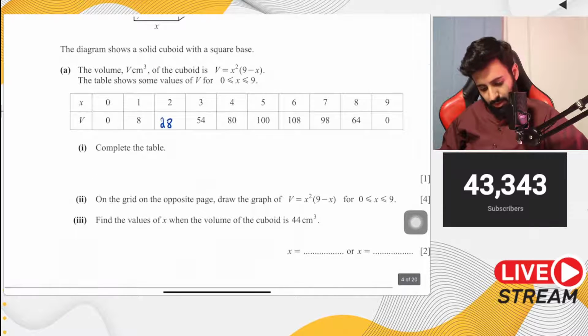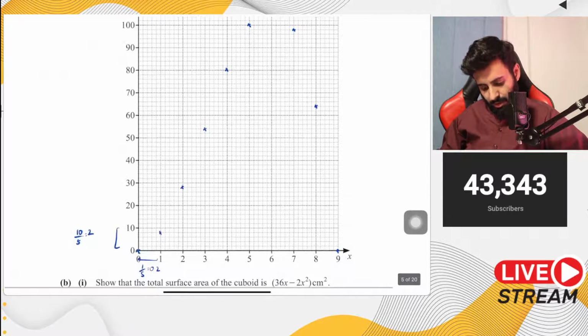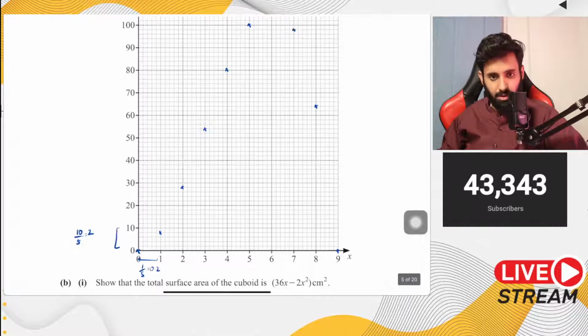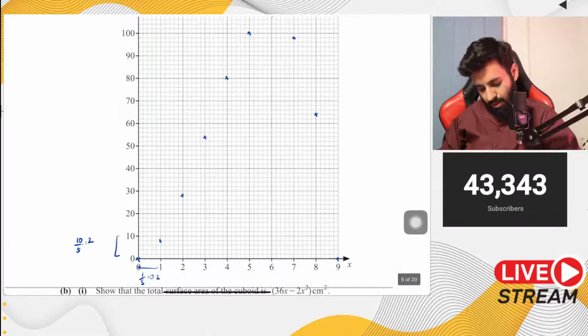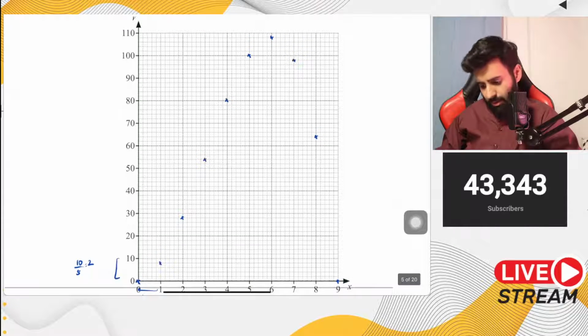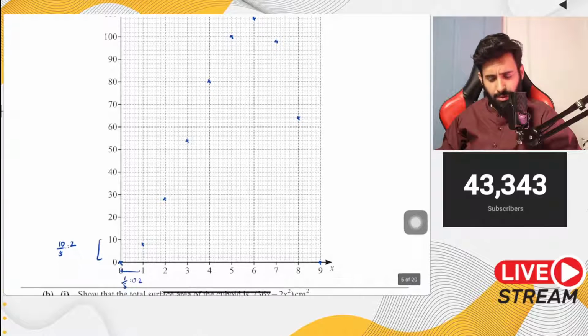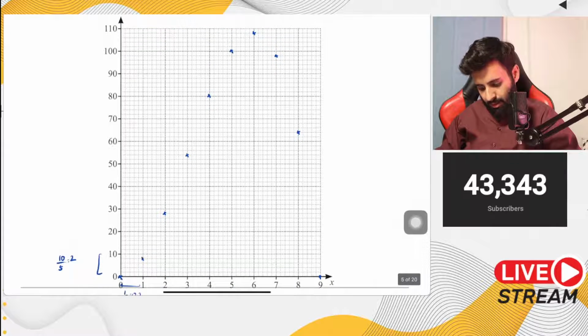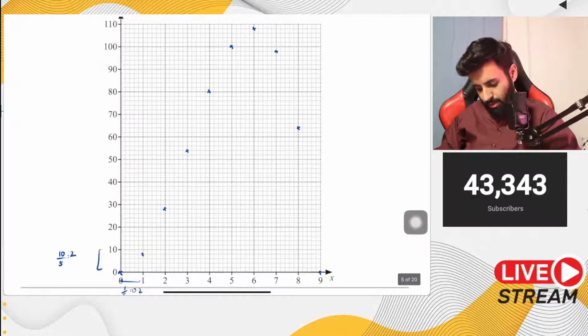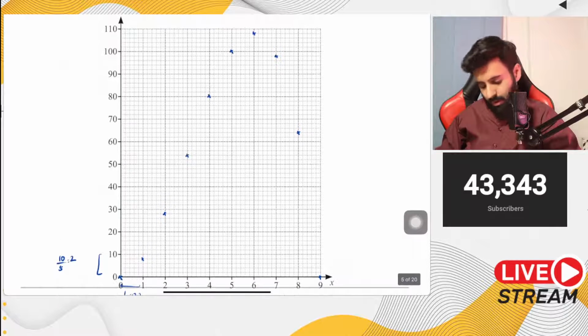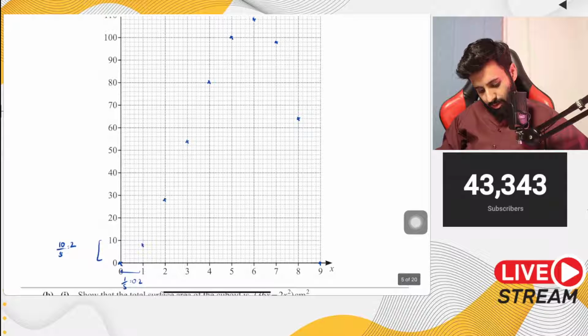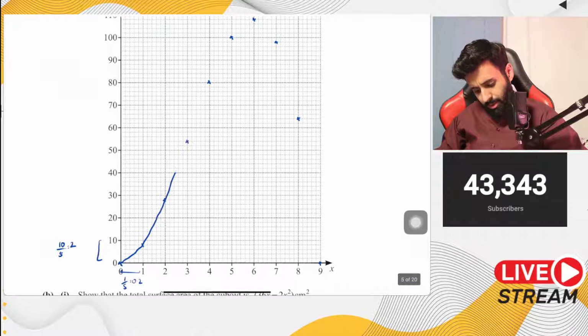At 2 it's 28, yep, so that's correct. At 1 it's 8, yeah, that's correct. At 3 it's 54, that's correct. At 4 it's 80, that's also correct. 5 by 100, 6 by 108, that's also correct. 7 by 98, correct. 8 by 64, correct. 9 by 0, correct. Okay, great. Alright, so I'm going to join these points with the help of a smooth curve.